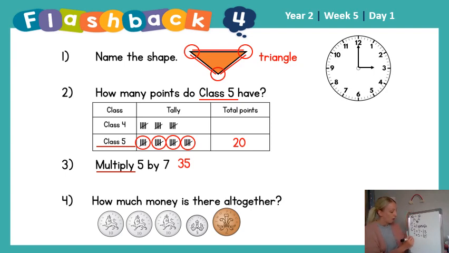Okay, the last one, how much money is there altogether? So question number 4. I've actually got a bonus question after this. So here we've got some coins, and if you look really closely, we've got a silver coin which is worth 10p. We've got another silver coin that is a little bit smaller that is worth 5p, and another coin that is worth 2p. So I'm going to count in 10s, 5s and then 2s. So I'm going to draw my coins here to help me. So you can pause the video now and draw your coins too.